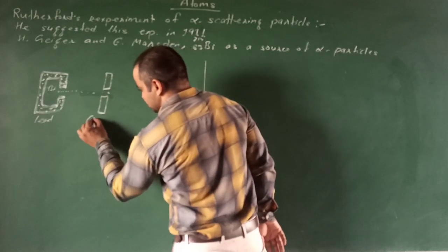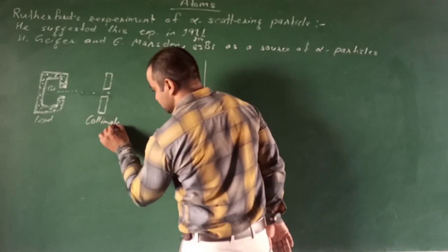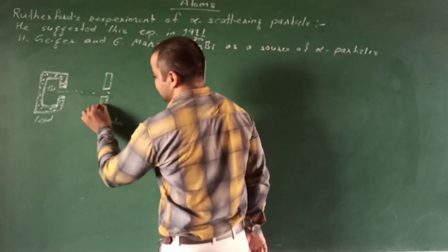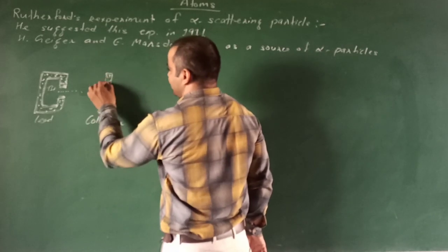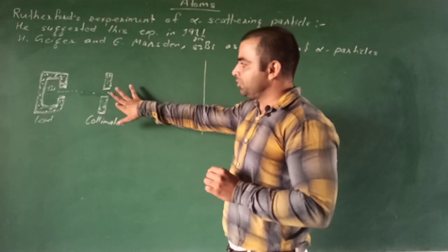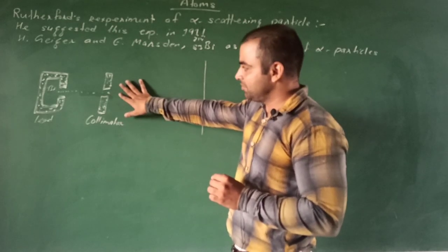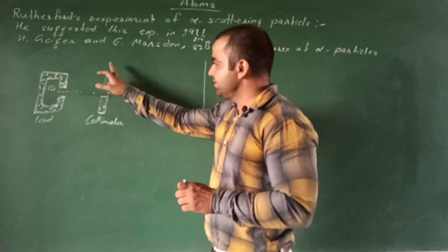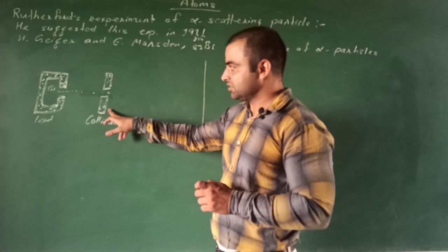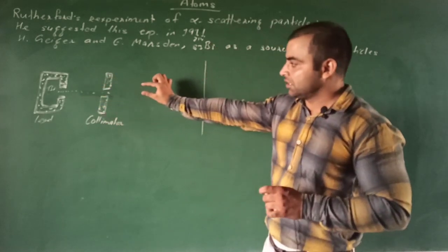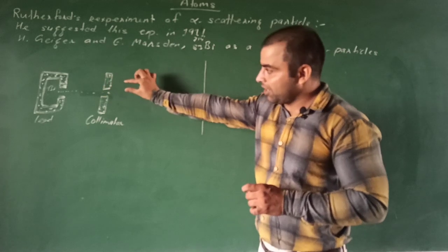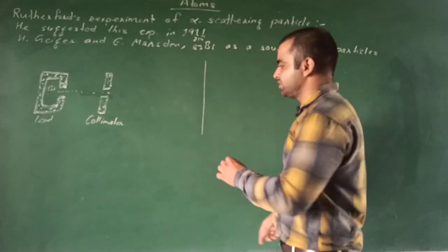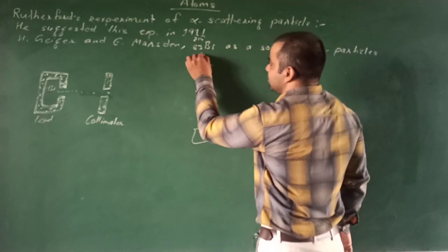A collimator was used. It is also made of lead bricks. What is the function of the collimator? It absorbs all the radiations coming towards it and only allows the alpha particles to pass through it in a straight line. This was the apparatus. Here is the gold screen.